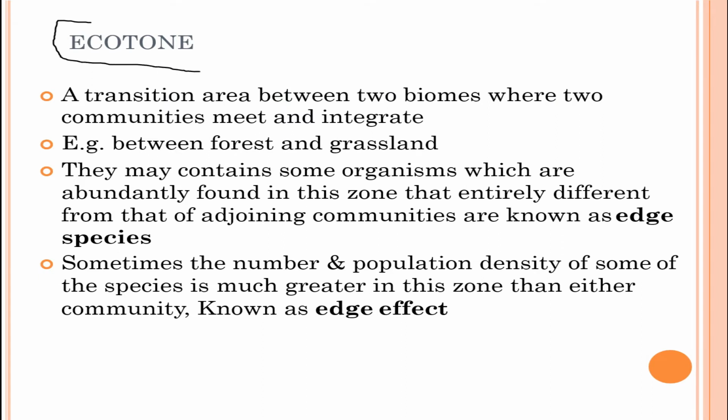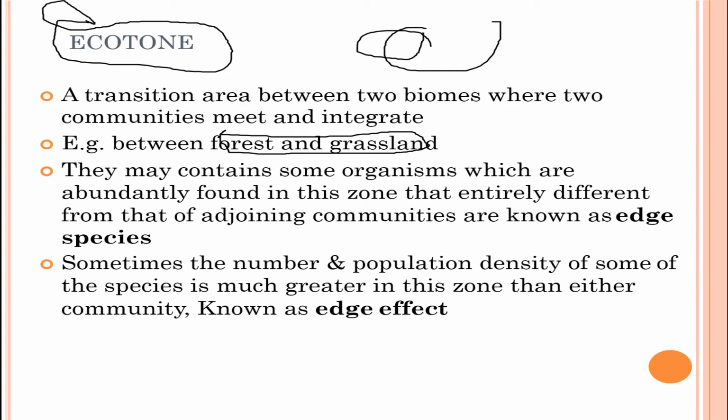The next term that we have here is the ecotone. So what is an ecotone? An ecotone is a transitional area between two biomes where two communities meet and integrate. An example of an ecotone would be a forest and a grassland. Sometimes a forest and a grassland may combine or merge together to form a region known as an ecotone, where communities of different regions meet and integrate.